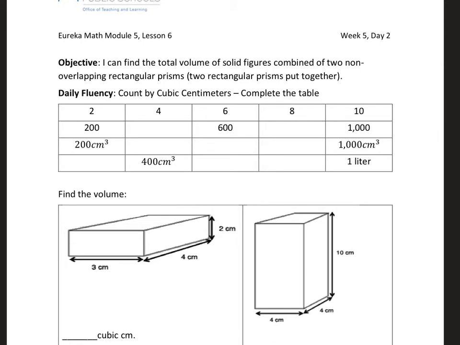For our daily fluency, it says count by cubic centimeters, complete the table. Okay, so we have 2, 4, 6, 8, 10. If I look here, I can see that we started at 10, 1,000 cubic centimeters, and 1 liter.